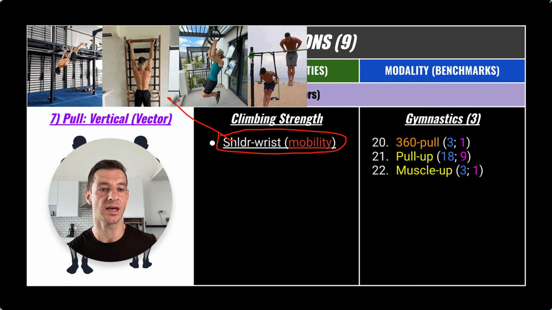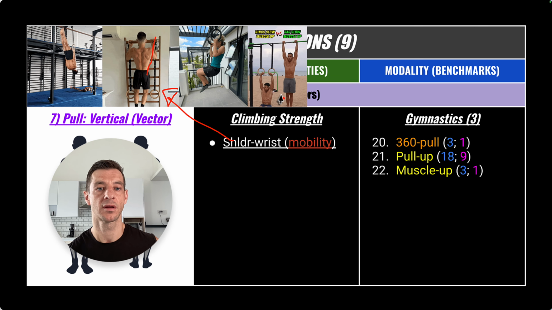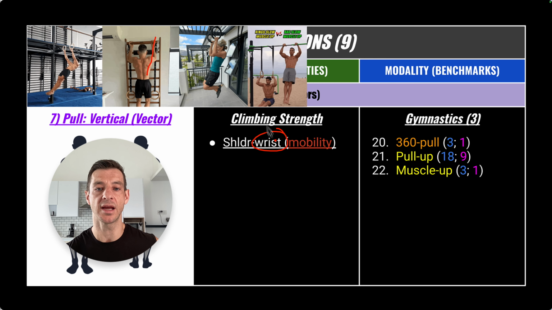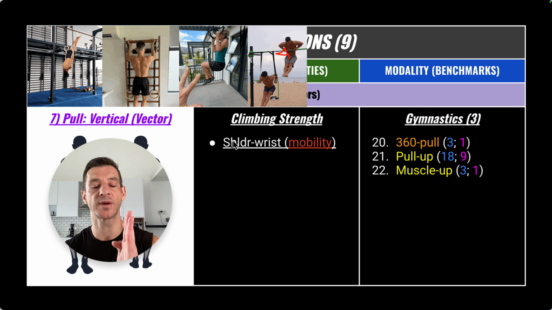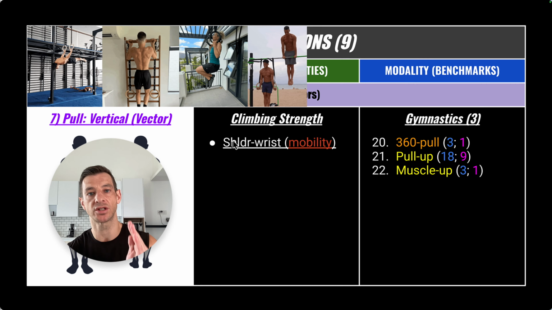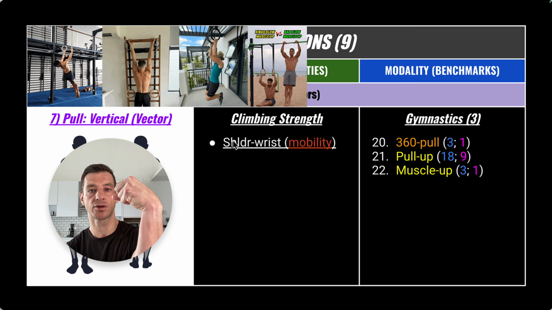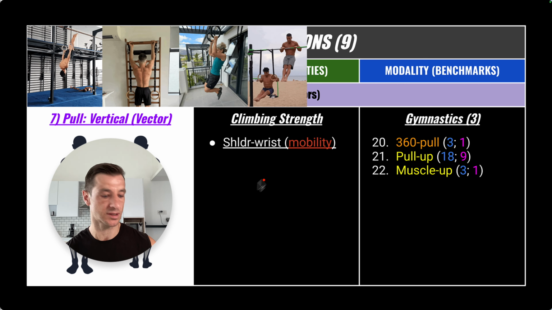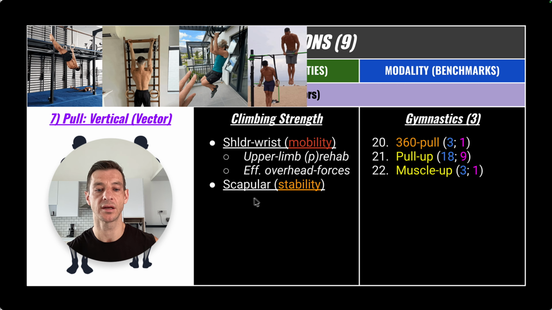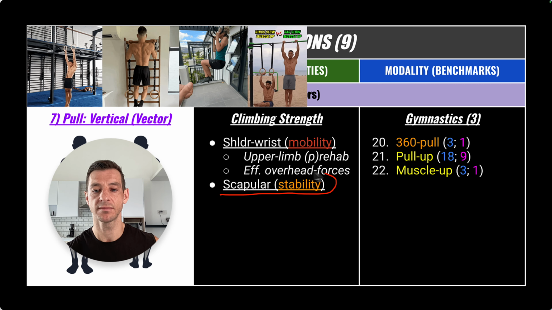Shoulder, as we can see here, and wrist mobility, as we can see here in the muscle up. The limiting factor to the muscle up, especially to make an efficient transition, is the false grip, which requires a great degree of flexibility and strength in the wrist. We also need scapular stability.